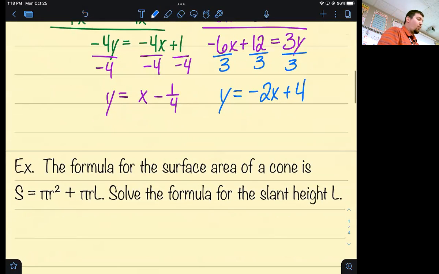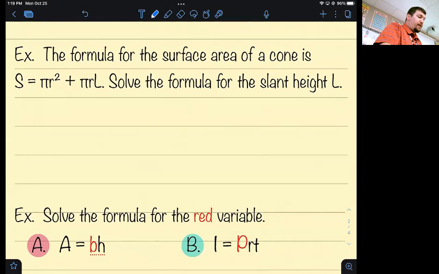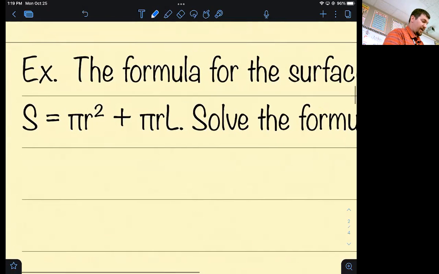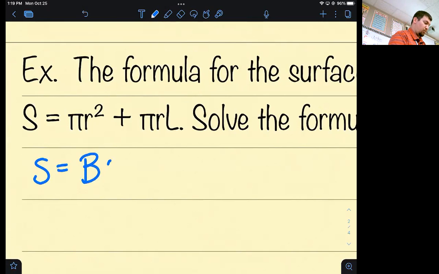All right. Now we're going to get into some geometry formulas because it says we're supposed to rewrite equations and formulas. So now we're going to do the formulas part. The formula for the surface area of a cone is S equals pi r squared plus pi r L. You might also recognize it as S equals B plus 1/2 CL. That's the one I actually gave you.